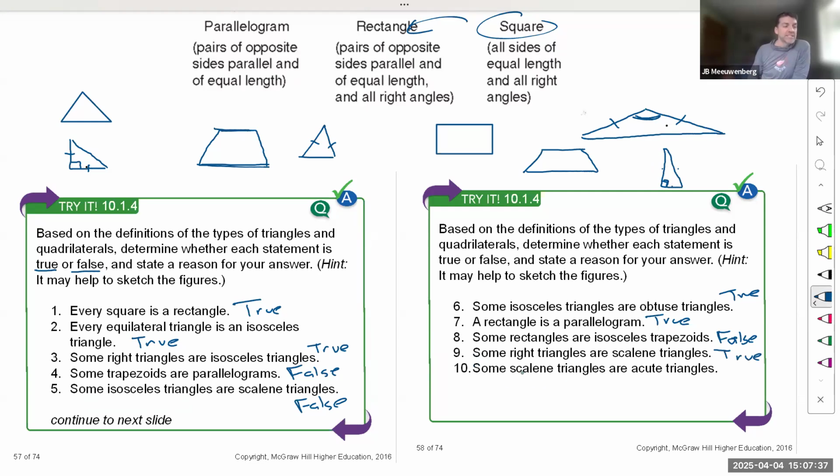And finally, some scalene triangles are acute triangles. So to be scalene, all the side lengths are different. To be acute, all the angles have to be under 90 degrees. So you could have a triangle where all the angles are less than 90 and all the side lengths are different lengths. So that is a true statement.